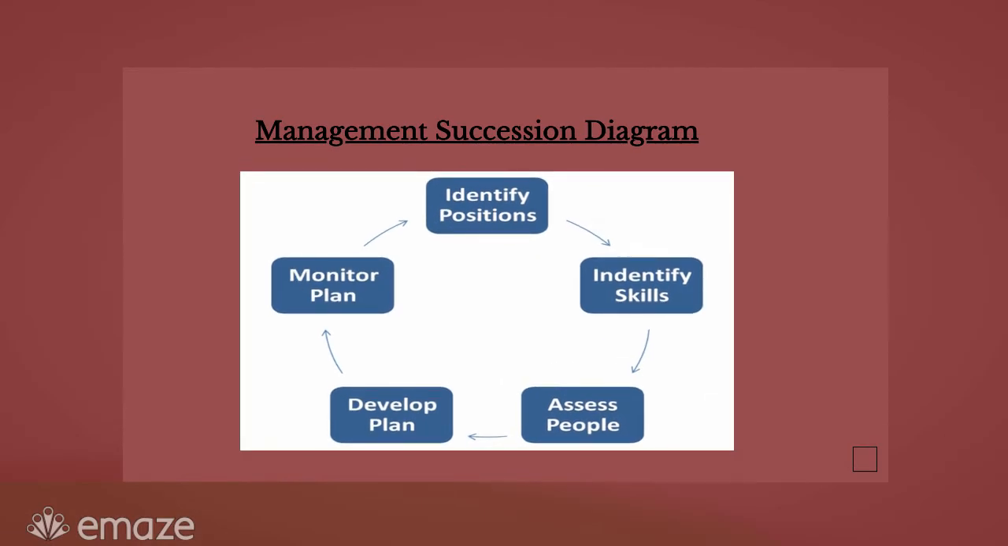We now have an image showing the management succession diagram. It first identifies the position, then identifies the skill needed, which we then later assess the persons vying for this position. We later develop a plan, after which we monitor it. And as you can see, it is a never-ending cycle.